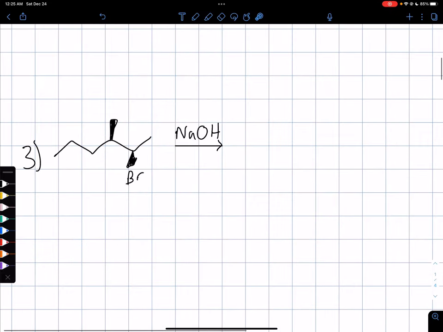Next, we have this thing here. So sodium hydroxide is a strong nucleophile and base.